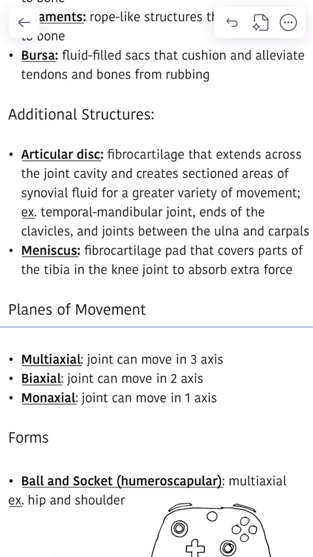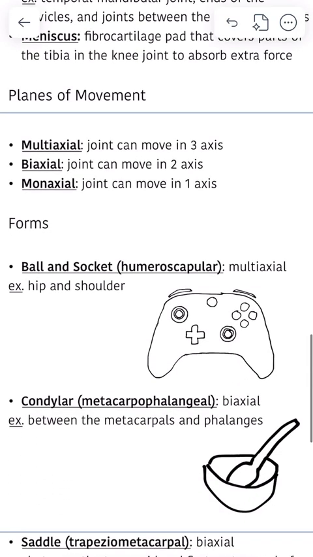Most of the time you're going to see this in the temporomandibular joint, the ends of the clavicles, and joints between the ulna and carpals. You'll also find the meniscus, which is a fibrocartilage pad that covers parts of the tibia in the knee joint to absorb extra force.